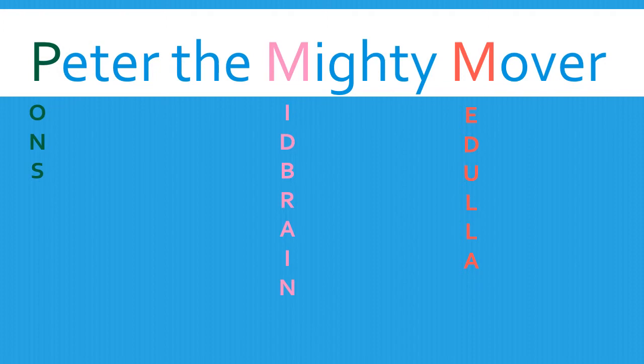Because there are two M's, it might seem confusing, but remember that mighty has an I just as midbrain has an I, and the function of the medulla is to move. So, remember, Peter the mighty mover: pons, midbrain, and medulla.